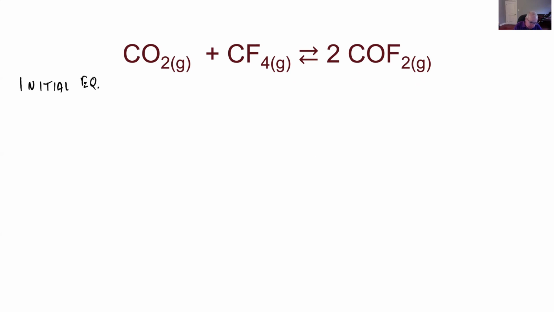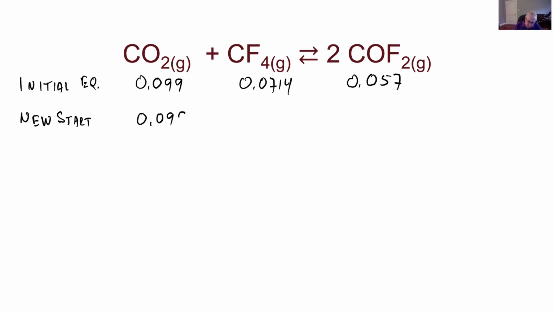And that's the one we had before, right? So that's 0.099, 0.0714, 0.057, then we're going to remove all of the COF2, is what it says. So we're going to have what I'm going to call the new initial, or the new start. I'll use start since I used initial above, right? But that says at the instant that I remove the COF2, these haven't changed.